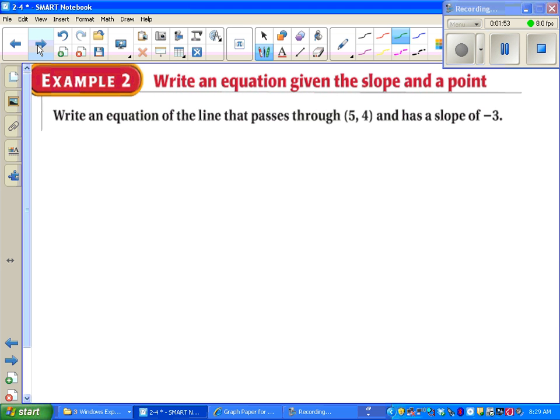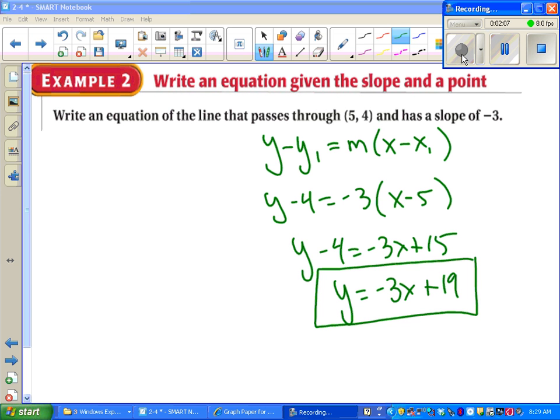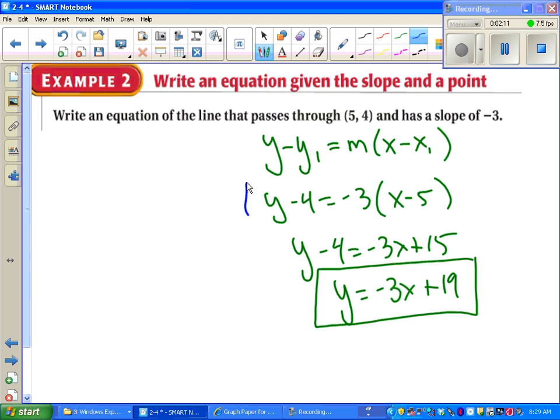This time we're not given a y-intercept, we're given a point and a slope. That should set off the warning in your head to use the point-slope form. Just plug in the numbers, clean things up, and you're done. Notice I actually had an equation of a line once I got here. I'd give you most of the credit on a quiz or a test if you stop there, because that actually is an equation of the line. It's just not simplified. We consider this simplified once we get y by itself.